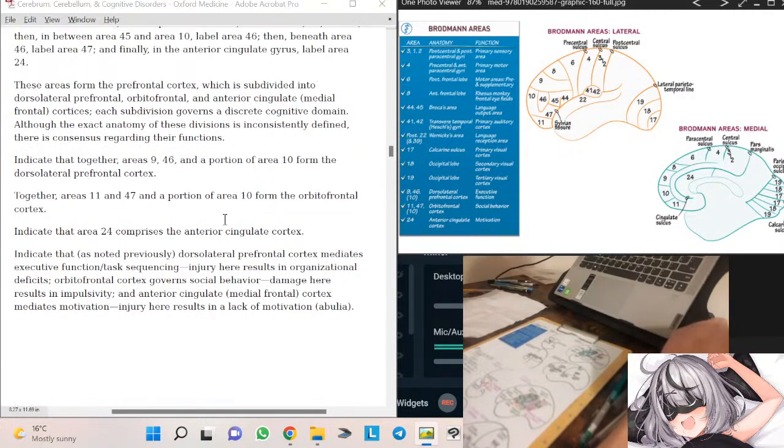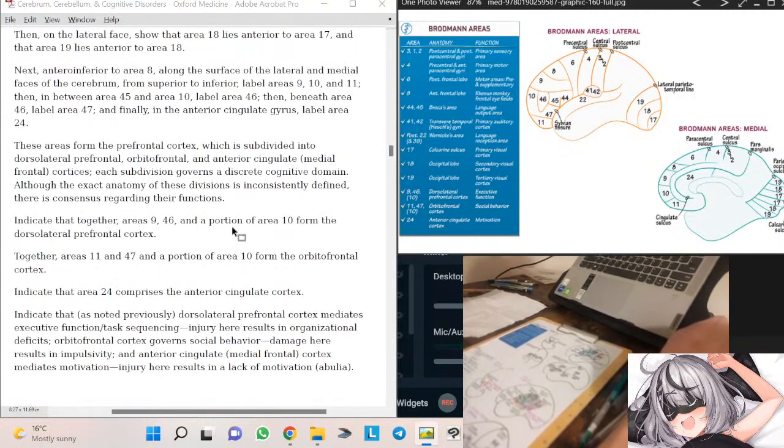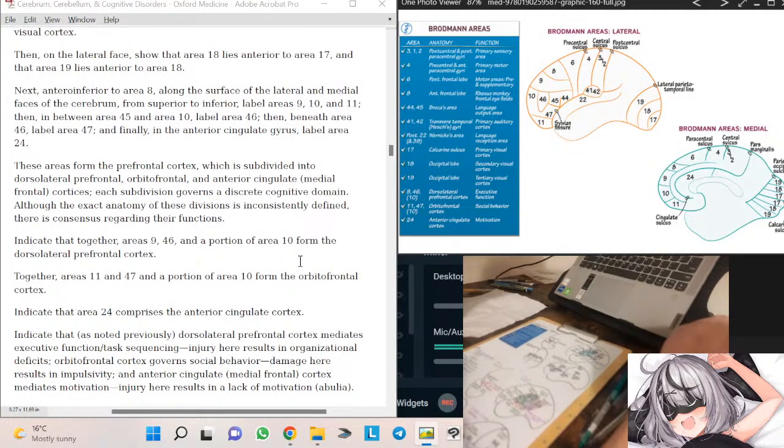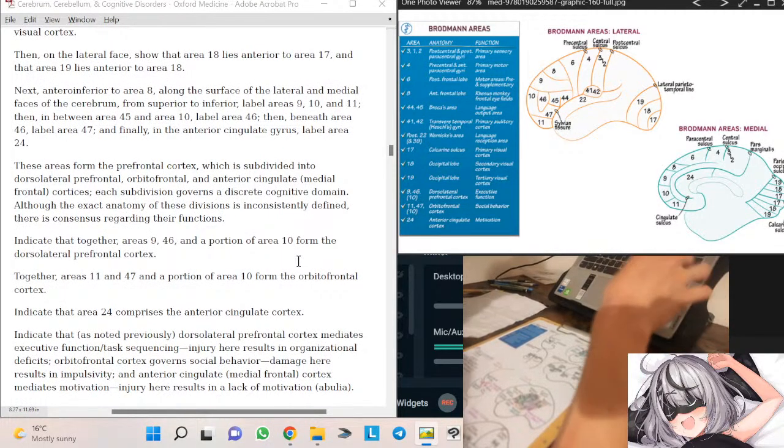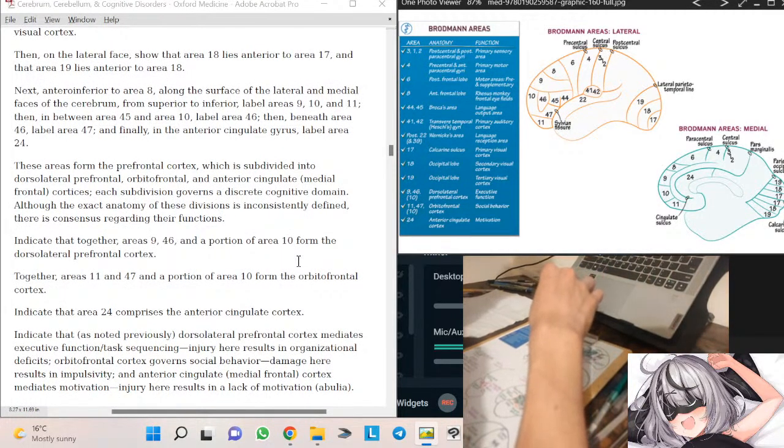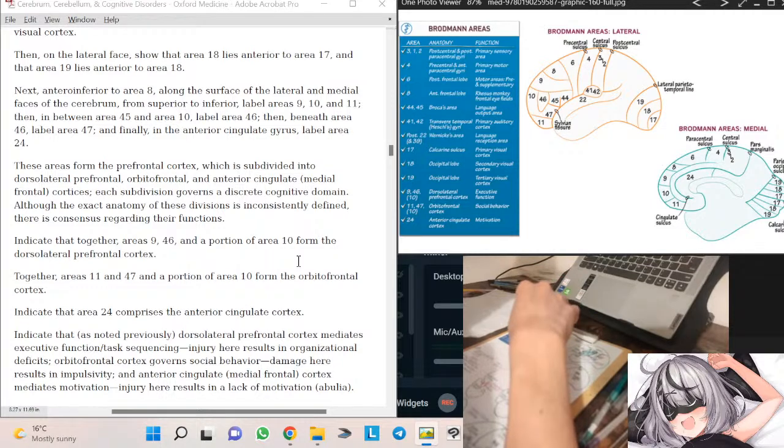Indicate that together, areas 9, 46, and a portion of area 10 form the dorsolateral prefrontal cortex. Together, areas 11 and 47 and a portion of area 10 form the orbitofrontal cortex. Indicate that area 24 comprises the anterior cingulate cortex.